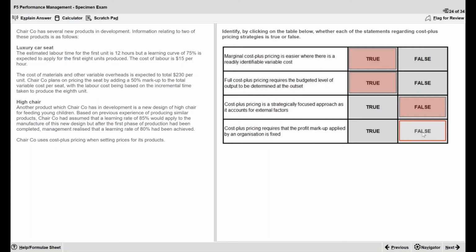Cost plus pricing requires that profit markup applied by organization is fixed. So if they want to say that when you find a markup, you can never change that, that is not true. Whenever you look at the market condition and you see you are charging more profit, you could reduce your profit. If you believe you are charging less profit, you can increase your profit. So it doesn't have to be a percentage that you will always use. You can keep changing that depending on what the expectation of the customers are.